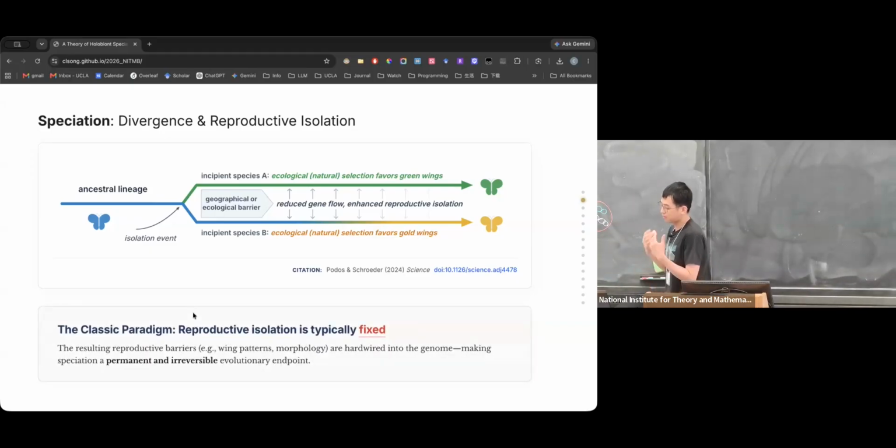This paradigm sees reproductive isolation as something typically fixed, hardwired into the genome. In a sense, speciation is usually considered a permanent or irreversible evolutionary endpoint. Once you have speciated, there's no way of going back. That's been the dominant view of speciation for the past decades. But it has recently been shown that this is not the full picture of speciation; at least a major class of speciation does not play to this script.